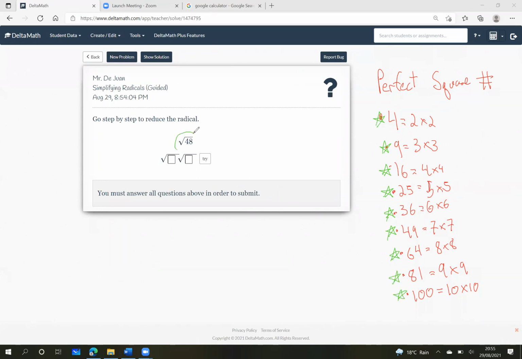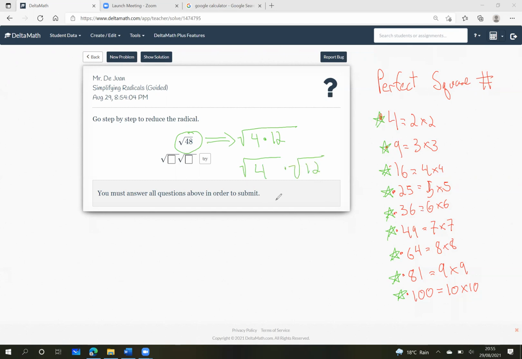So here, we're given 48. We must find a perfect square number that goes into 48. When I look at that, 4 will go into 48. So simplifying this radical, we can say 4 times 12 goes into 48, which means the square root of 4 times the square root of 12.